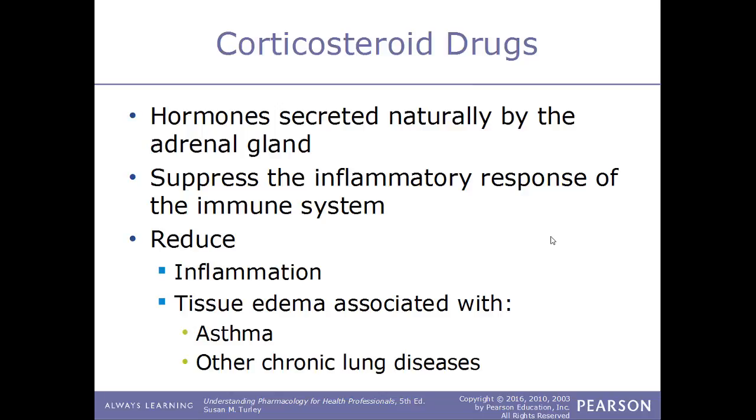Okay, now we'll move on to corticosteroid drugs. Now, these are hormones that are secreted naturally by the adrenal gland, and more specifically the cortex of the adrenal glands. And these work to suppress the inflammatory response of the immune system. So they help to reduce inflammation and tissue swelling or edema that's associated with asthma and other chronic lung diseases.